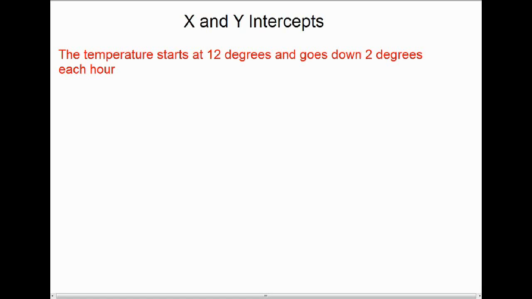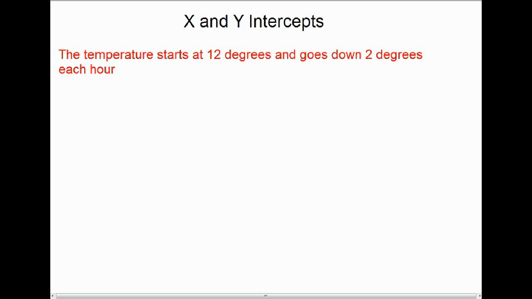The next thing we're going to talk about in analytic geometry are x and y intercepts. We've talked a fair bit about y-intercepts, so by now hopefully we have a reasonably good idea of what that means. But we're going to explore a little bit more about what a y-intercept is and also talk about x-intercepts. In order to do that, we're going to start with a real-life example.